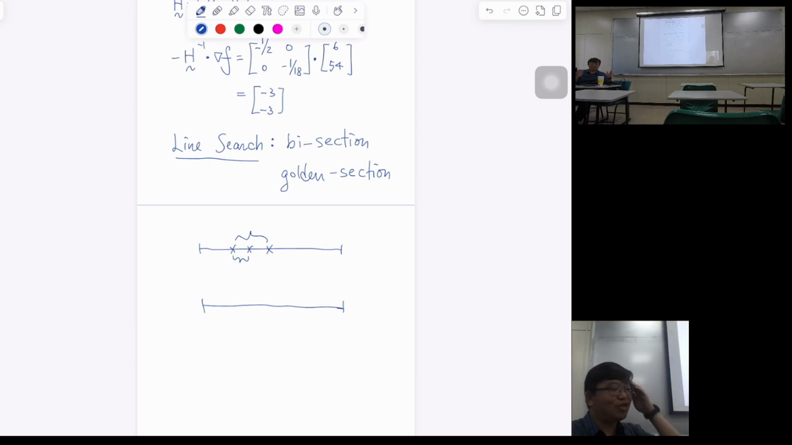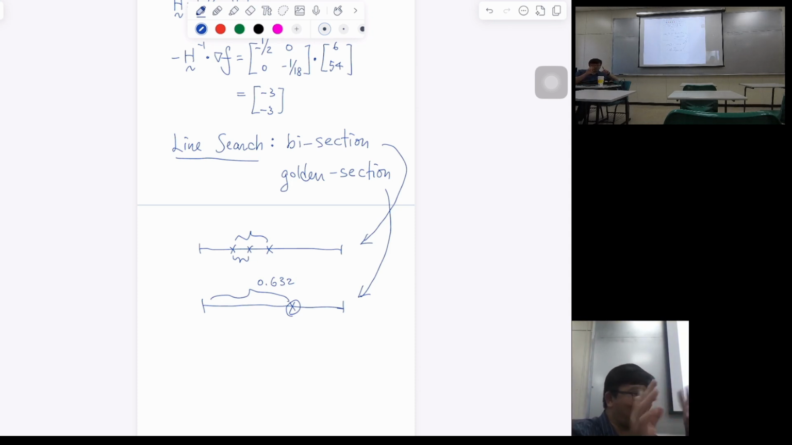And there is a method called golden section. Similar to bisection, but you never cut at the half. You cut at a golden section area somewhere here. I think the percentage is something like 0.632, something like that. Why do you do that? Because you can reuse the evaluation of those points. So go figure if you are interested. I'm not sure if the golden section parameter is 0.6 something. I forget the number because I never use it.